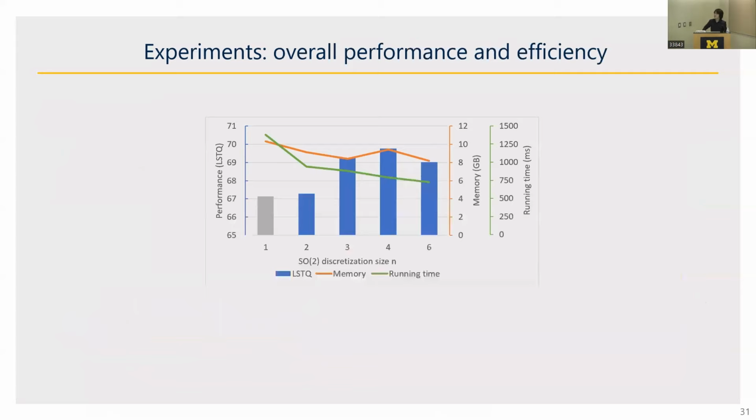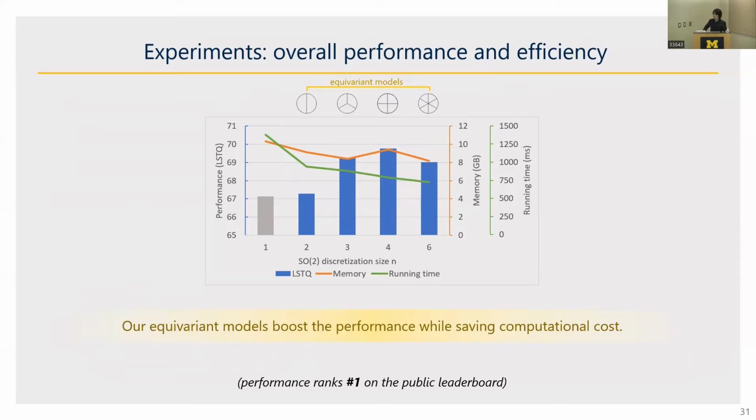We also analyze the overall performance and efficiency of our method. Here, the very left column, the gray one, is the non-equivariant baseline. All the right columns are the equivariant models, but with different discretizations of the SO(2) group. Basically, you can see that it is C2, C3, C4, and C6. We can see that our method boosts the performance while saving the computational cost. All these equivariant models improved the performance over the non-equivariant ones while consuming less memory and running with a faster running time. And the performance of our method in the official leaderboard ranked number one in the SemanticKITTI 4D panoptic segmentation leaderboard.